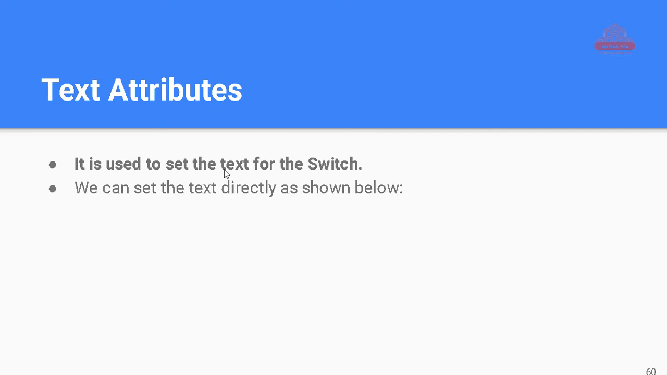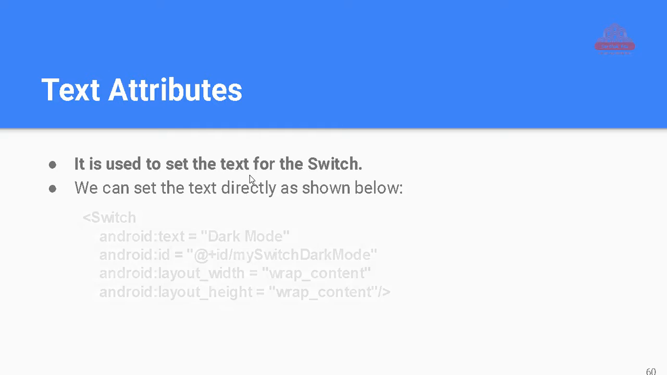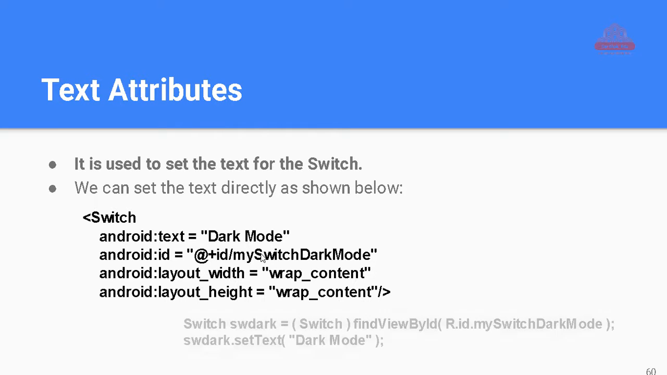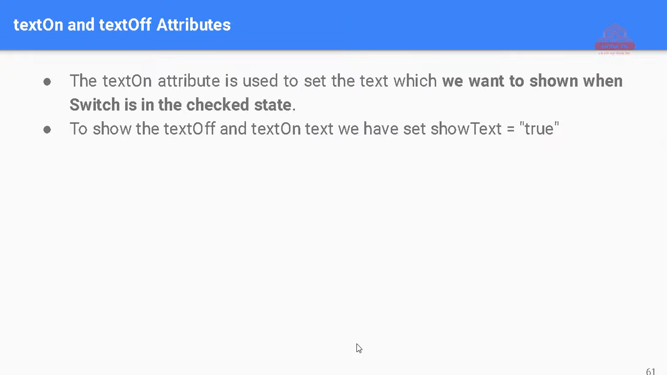It has a text property, and the text property can be defined by any text or string value that you wish. Using this way you can control it, and this is the example of your switch.